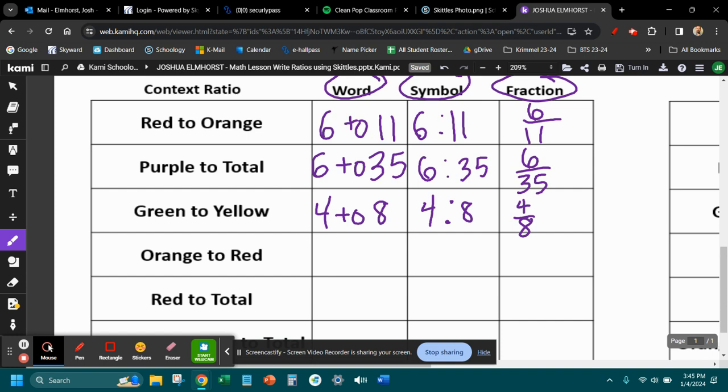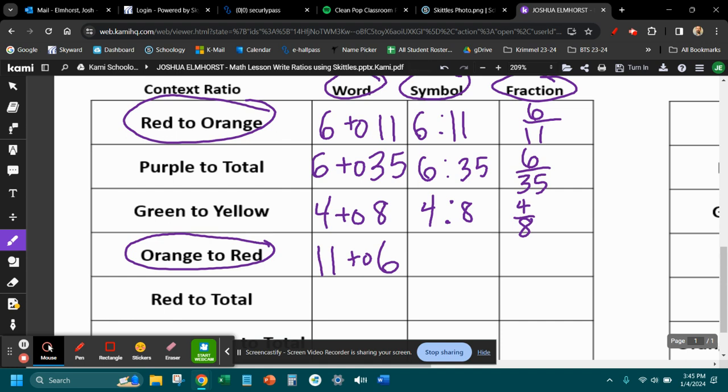Orange to red. Wait, didn't we do that one already? Yeah. The first one, we're starting with red. The comparison is red being compared to orange. Red is less than orange. But then down here, you have orange being compared to red. So it depends on the left side going to the right, and order does matter. So here, there's more orange than there is of red.